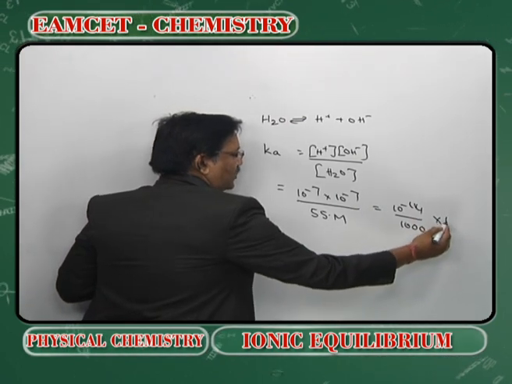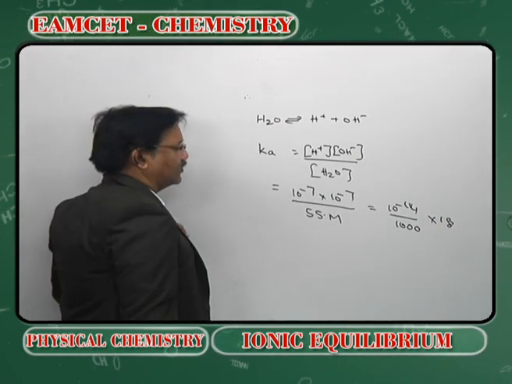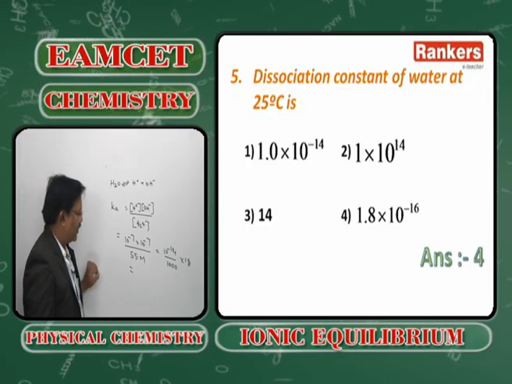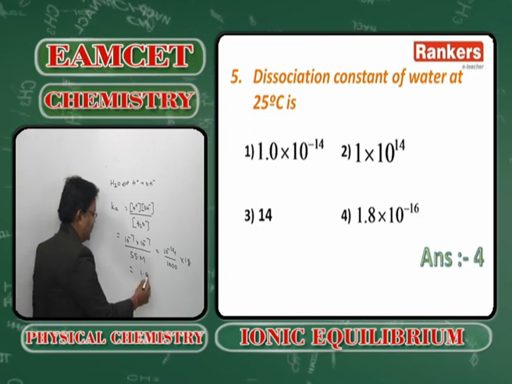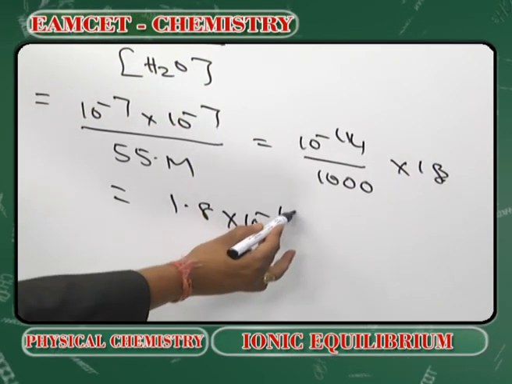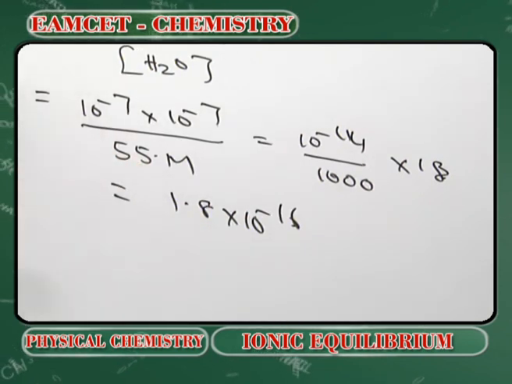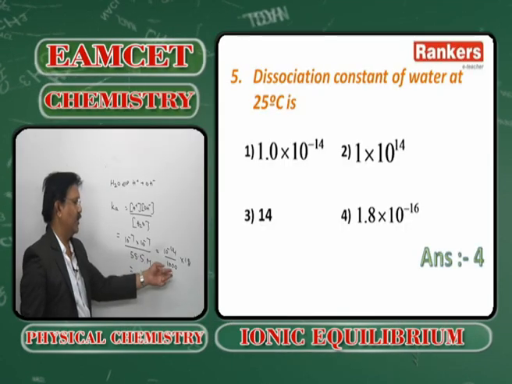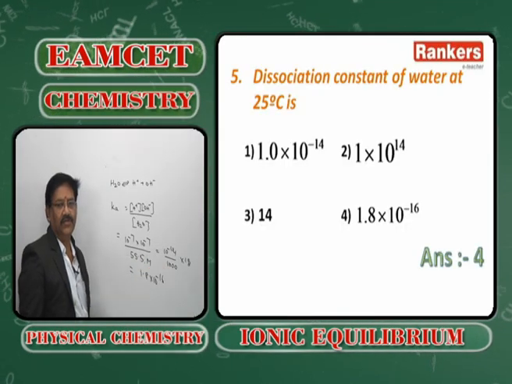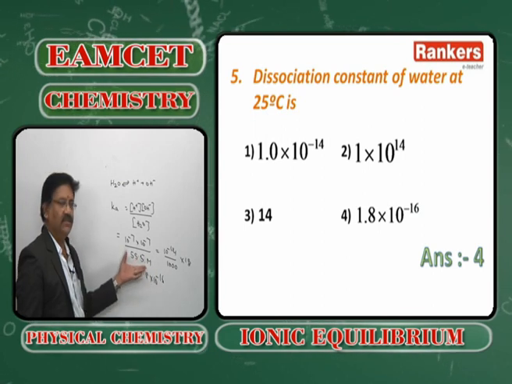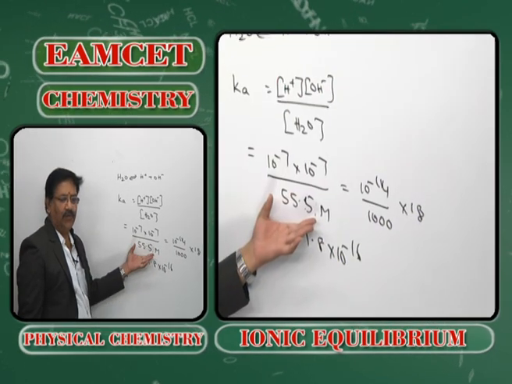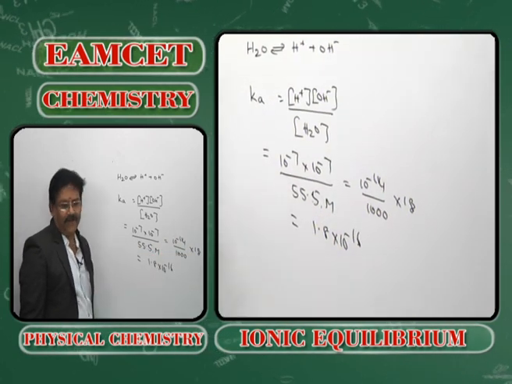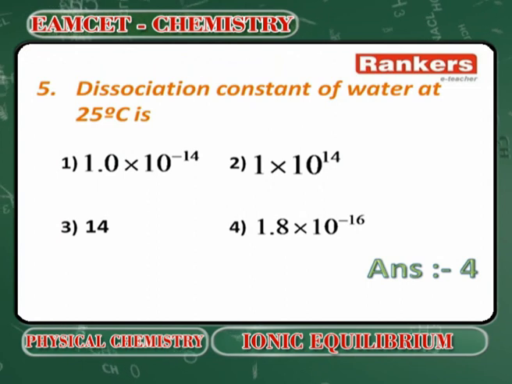If 18 goes to the numerator, it is 1.8 into 10 to the power of minus 16. 55.5 molar can be written as 1000 by 18. So this is the molarity of the pure water. So 1.8 into 10 to the power of minus 16. Next.